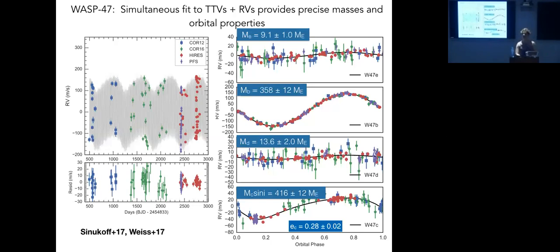Andrew Vanderburg actually wrote a nice paper recently combining HARPS-North RVs into the mix, and it favors a volatile layer, but I think it's still open for more measurements.